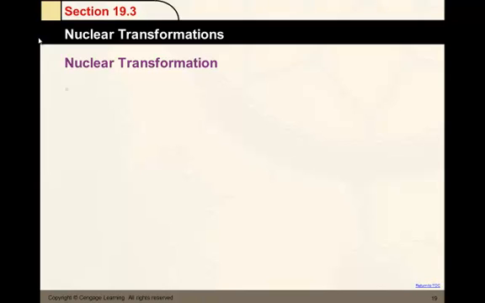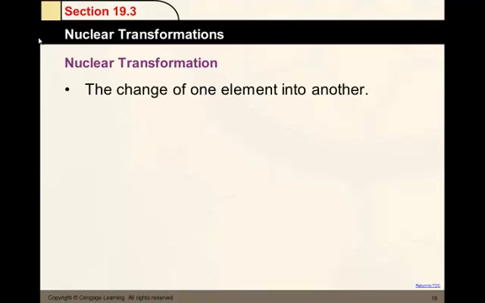Nuclear transformations, why are they important? Well, this is when things can become other things. Remember the law of conservation of mass and the law of conservation of energy. That means that we can't suddenly produce something out of nothing. We can't produce energy without having initial stored energy there.